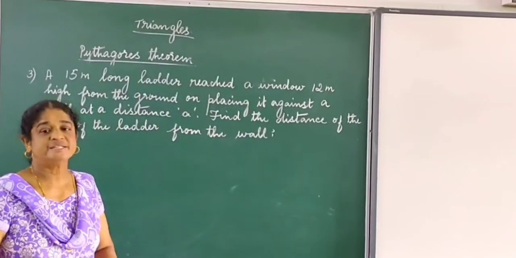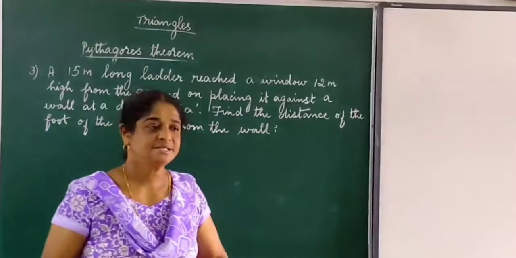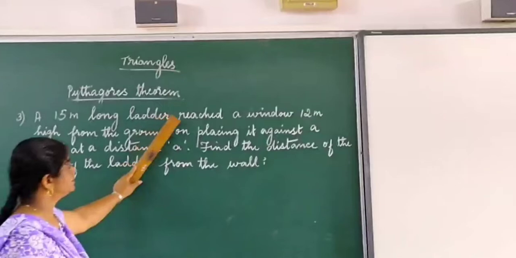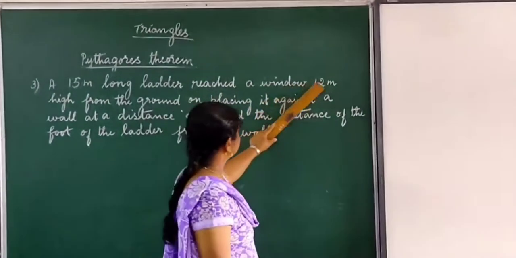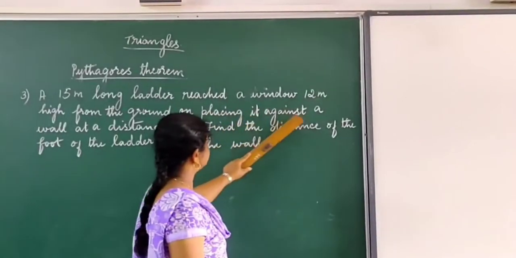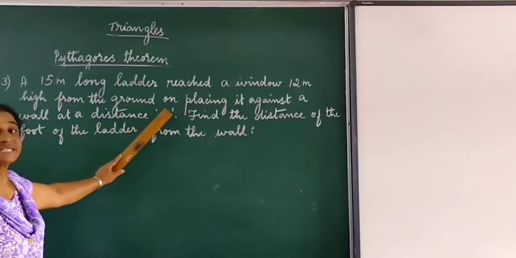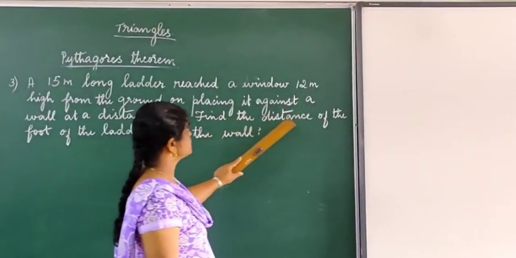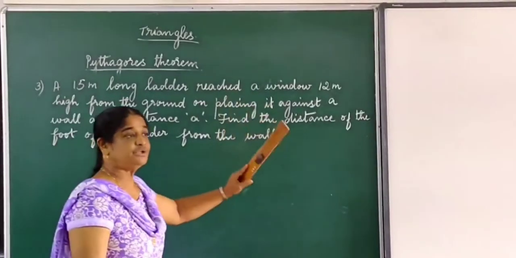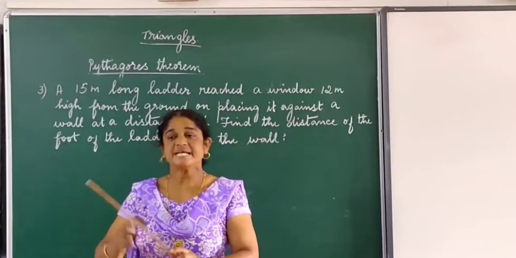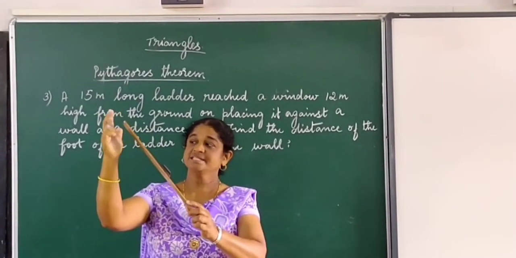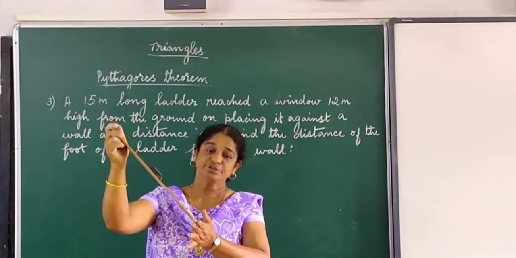Okay, children, now let us look at the third example on Pythagoras theorem. A 15-meter long ladder reached a window 12 meters high from the ground. On placing it against a wall at a distance A, find the distance of the foot of the ladder from the wall. Now you know, when we place a ladder against a wall, the wall is vertical, straight. This is the top of the ladder, this is the foot of the ladder.